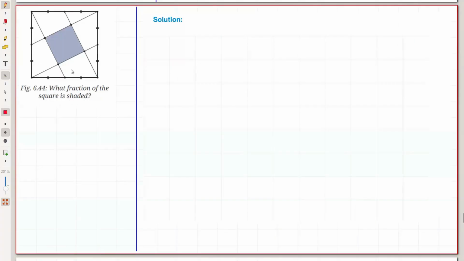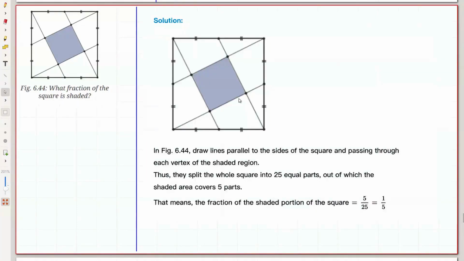What fraction of the square is shaded? Taking the same figure, I'm just going to mark it. I'm going to draw the parallel line.